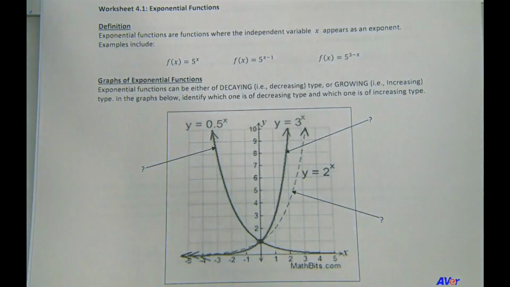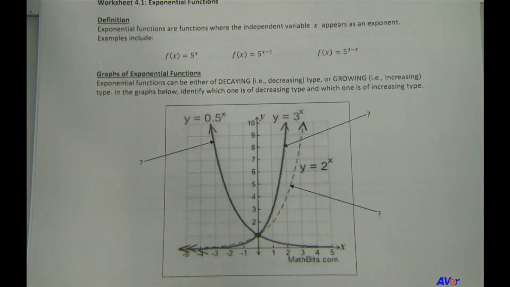So what are the main types of exponential function? There are two main types. One type is an increasing or growing exponential function. The other one is a decreasing or decaying exponential function. Basically, these exponential functions either grow very, very rapidly, or decline or decay very, very rapidly. That's a characteristic of exponential functions.